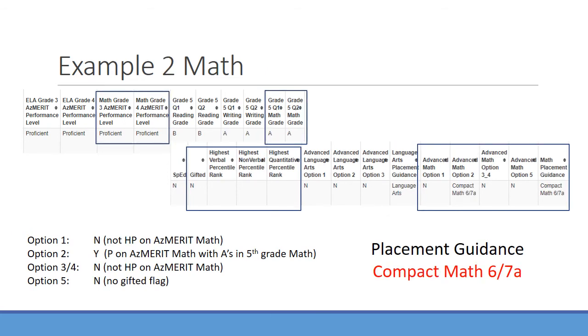In example 2, you can see that the student is proficient in AZ Merit Math and has A's in 5th grade math. In this case, the student would meet the criteria outlined in option 2, and the recommended course placement would be Compact Math 6-7A.